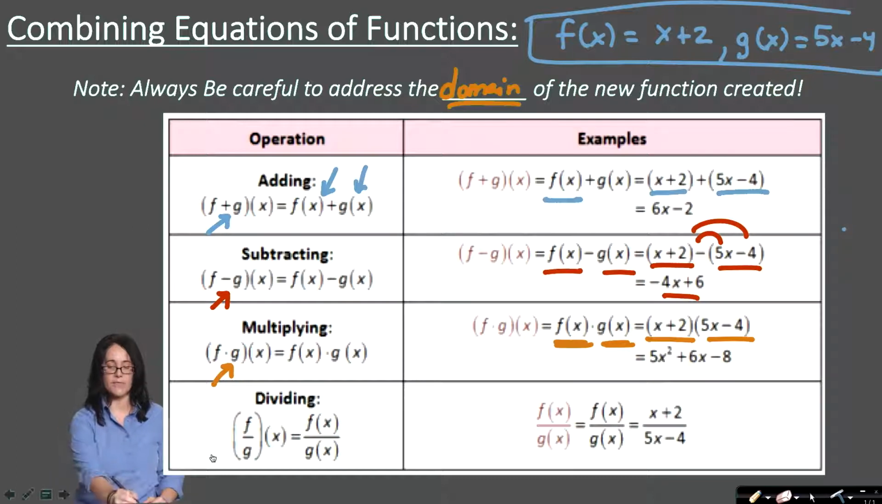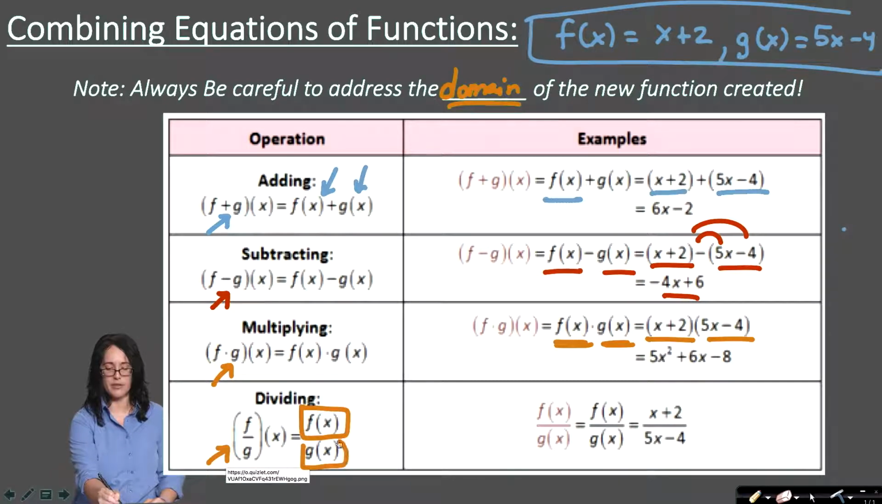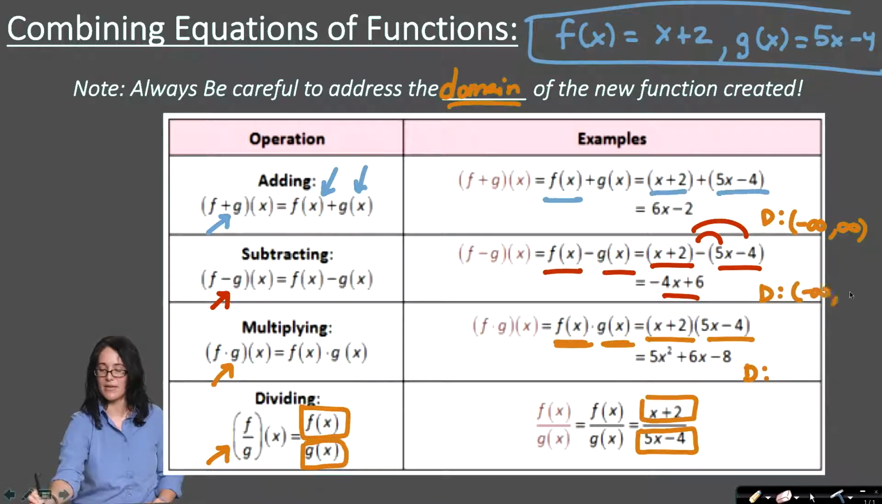So when we have this function here, f over g, f divided by g, we're being told to divide the f function by the g function. So in this case, that would mean x plus 2 is divided by 5x minus 4, and that's how we get our new output, our new function. But notice here there is a new restriction. In each of the previous cases, the domains would be unchanged, right? Those are all polynomials. There's no fraction. There's no radical. So each of those domains is just negative infinity to infinity.